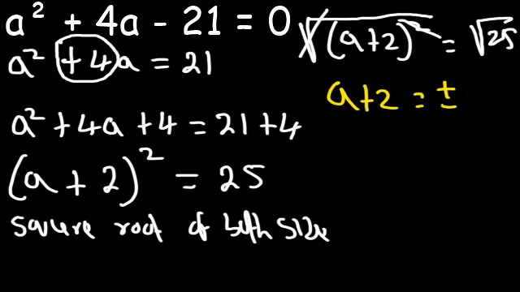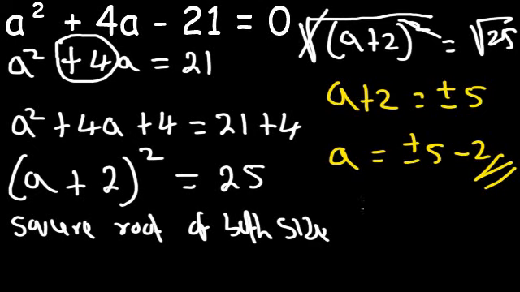Okay, now this square root will cancel this square, and I should be left with a plus 2 equals plus or minus 5, because the square root of 25 is actually 5, so it will either be positive 5 or a negative 5. As positive 5 squared can be 25 and negative 5 squared can be 25, so we need to consider both cases. So the next step is that I would like to solve for a by just subtracting 2 from both sides. I should be left with a equals plus or minus 5, then minus 2, and this is my final answer for a.